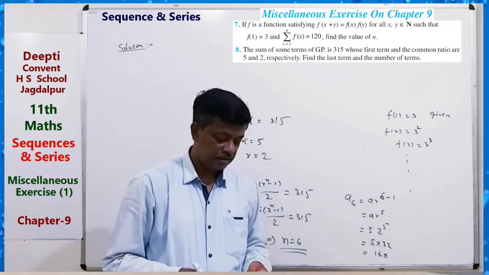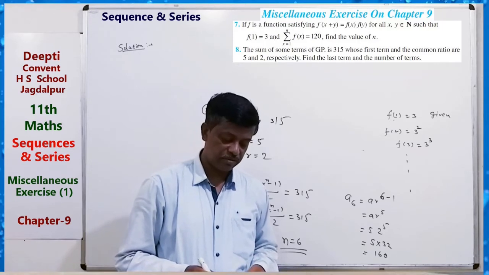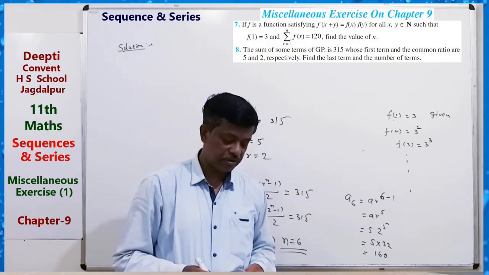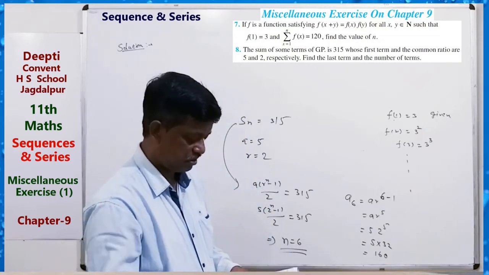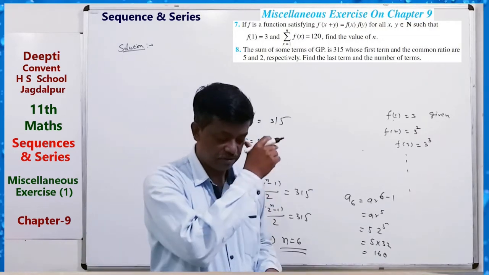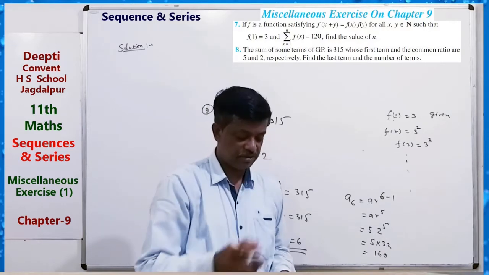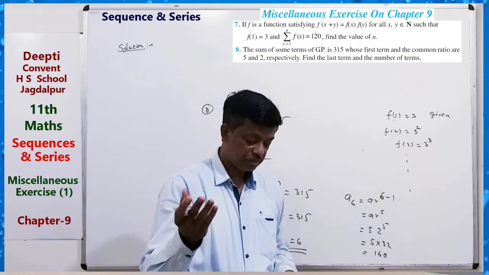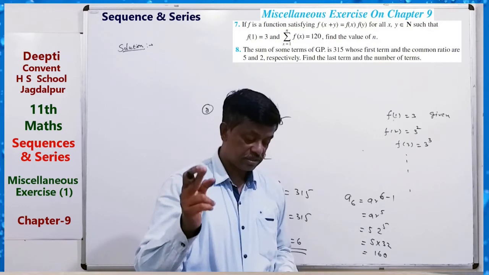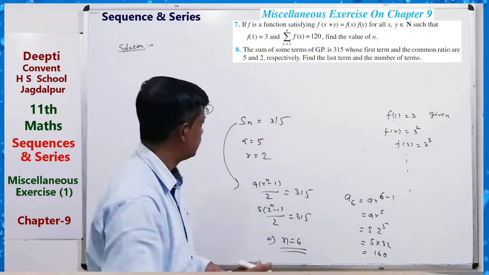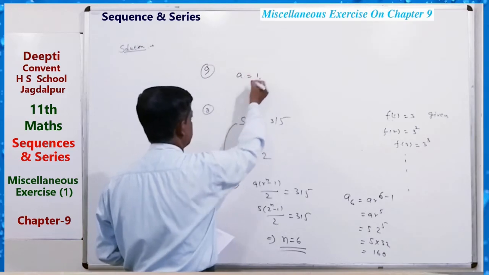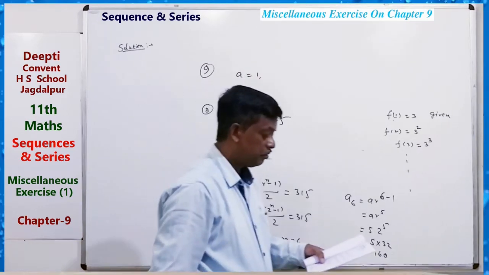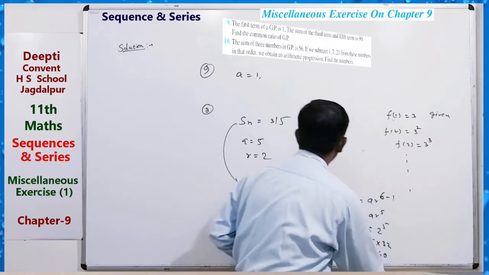Question 9. The first term of a GP is 1. The sum of the third term and fifth term is 90. Find the common ratio. Simple question, just solve it yourself. Here, what is given? First term 1, A equals 1. And the sum of the third and fifth term.